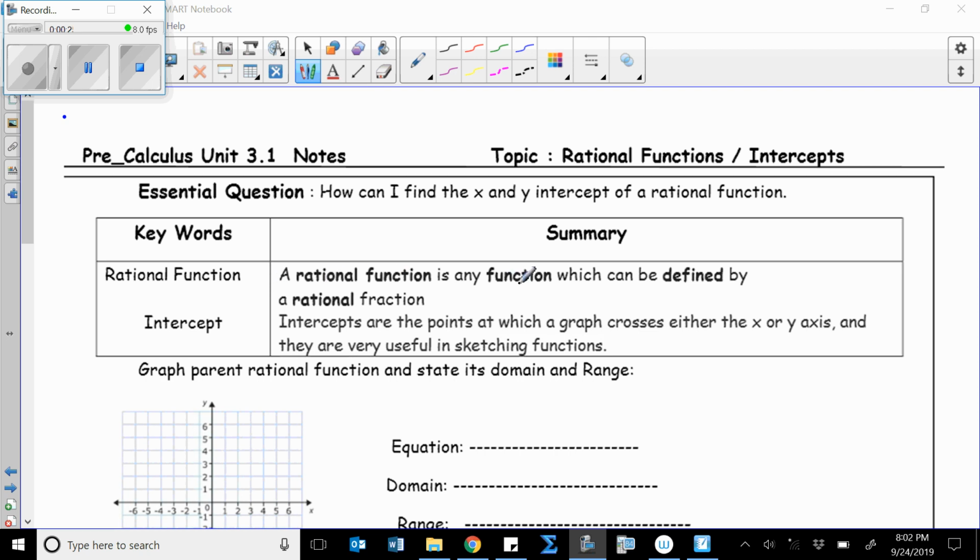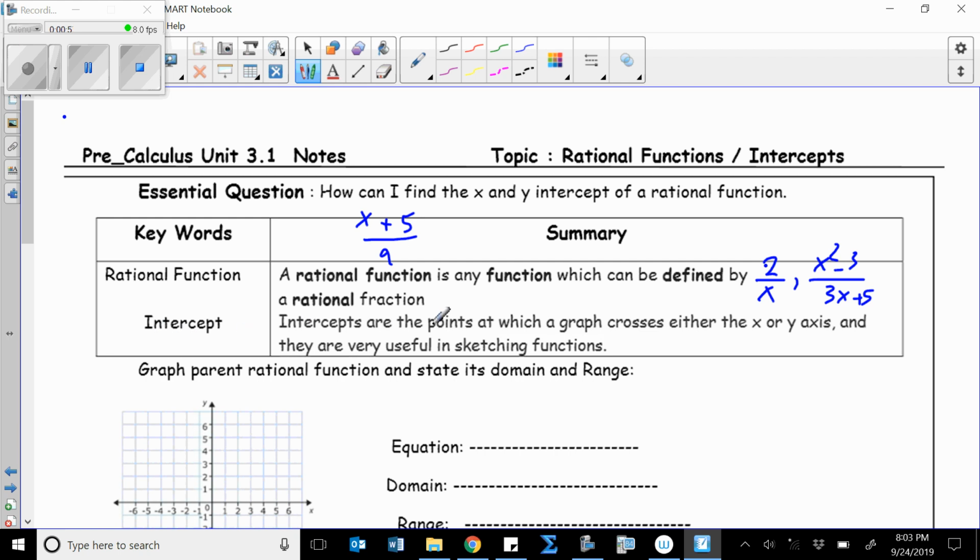A rational function is any function which can be defined by a rational fraction, like for example 2 over x, or x squared minus 3 over 3x plus 5. So these are rational functions, but if I give you, for example, x plus 5 over 9, this is not a rational function because your variable is not in the denominator. This is just a simple linear function.